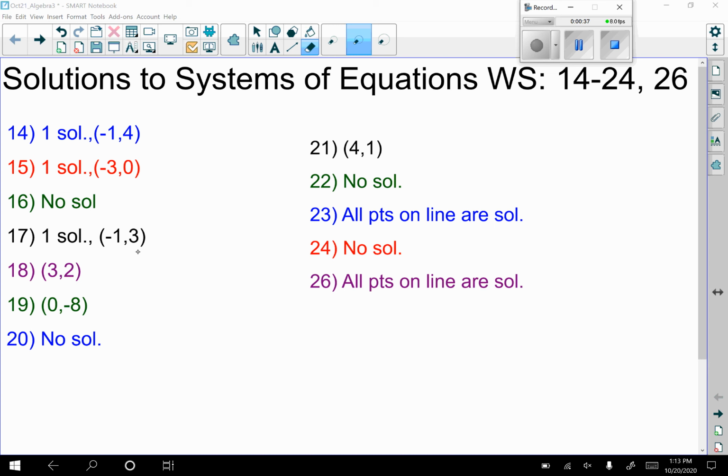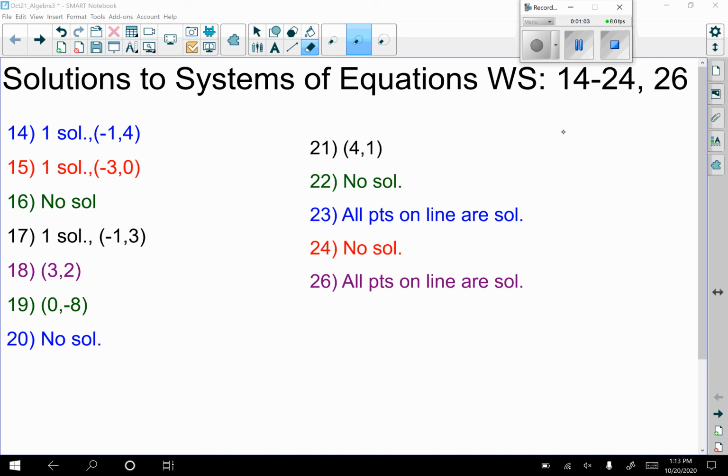Now for 20, 22, and 24, there was no need to even graph these. If you noticed, we could tell the lines are parallel. That's the only reason we get no solution: when we put them both in slope-intercept form, only the slope should be the same. If everything is the same, then they're not parallel lines. They're the same exact line. They're coinciding lines.